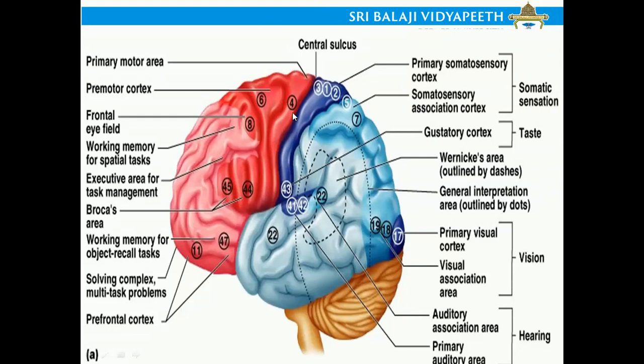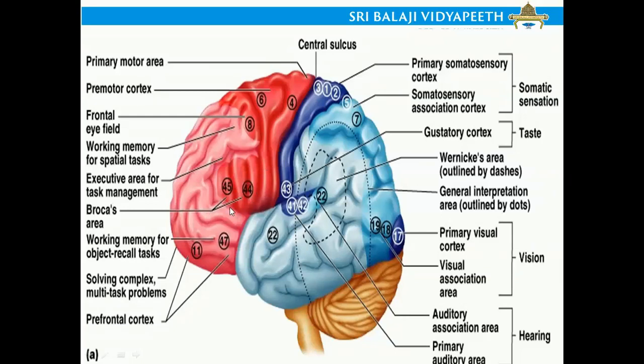This is the central sulcus. The central sulcus divides the brain into an anterior half and a posterior half. The anterior half consists of areas number 4, 6, and 8. Areas 4 and 6 confine themselves to the motor cortex, the primary motor cortex. The primary motor cortex is immediately followed by the premotor cortex, which is followed by the frontal eye field. Then you have areas 44 and 45, what we call Broca's area, responsible for talking and speech.